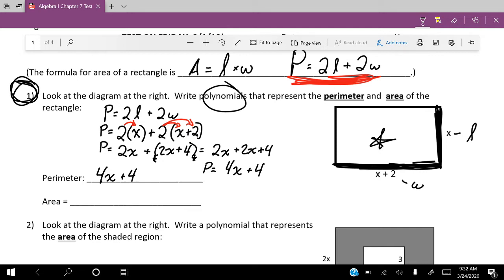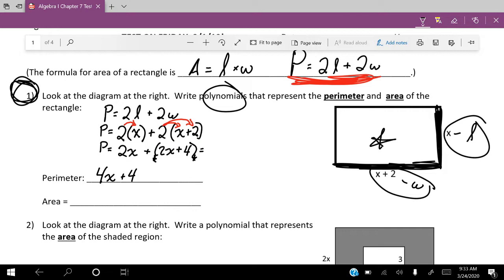Awesome. Now we're halfway done with this problem, but the next portion gets a little bit easier. The next portion says we need to find the area of the rectangle. The area of the rectangle is simply the length times the width. We already know the length, which is x. We already know the width, which is x plus 2. All I have to do is say length times width. So I'm going to go ahead and erase some of my work for perimeter. If you need it, I would suggest pausing now.